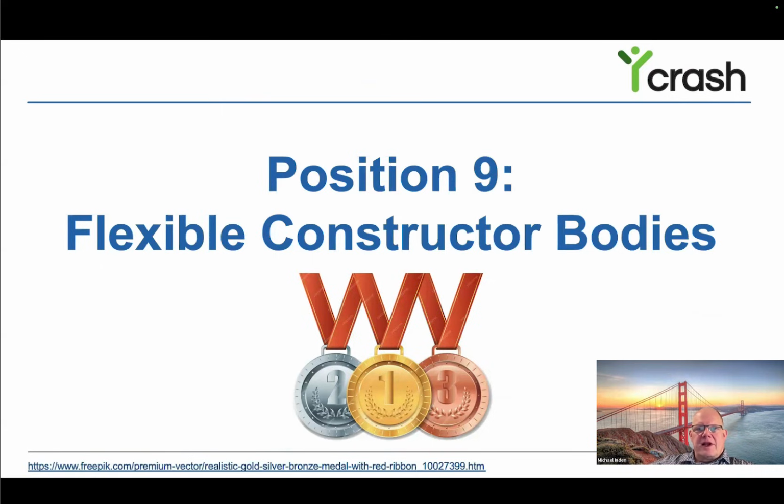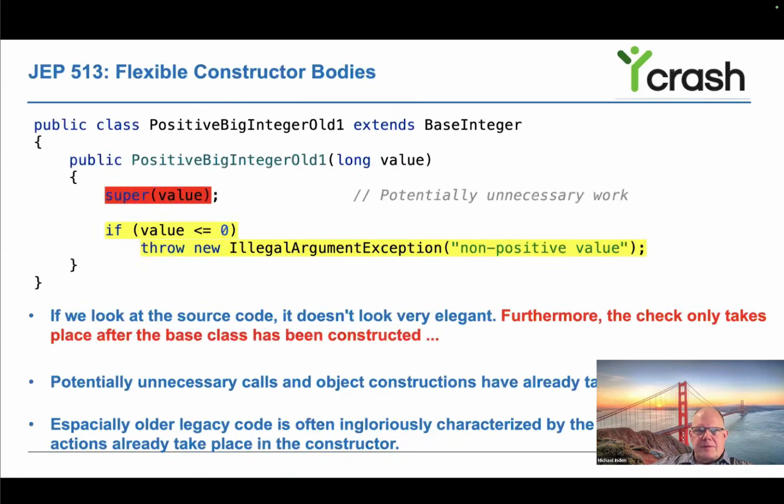Number 9, flexible constructor bodies. In the past, we had some language restriction concerning constructors. So let's assume we have the class positive big integer and we have the first try, and what we want to achieve is that the passed value should not be negative.